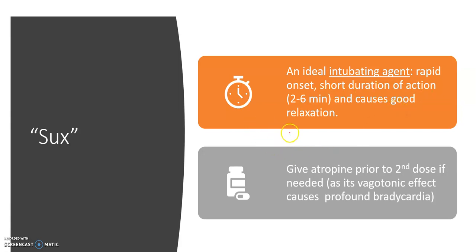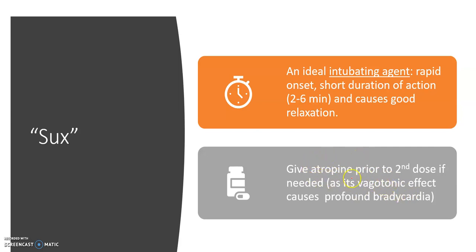And if we need to give a second dose of suxamethonium, we should give atropine, because suxamethonium can cause a profound vagotonic effect, which will cause a significant bradycardia. Your heart rate will go down because of suxamethonium. So we need to give atropine to counter the effect and increase the heart rate. So this is very important.